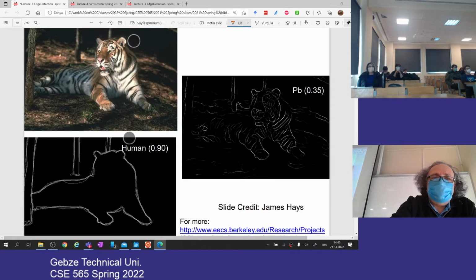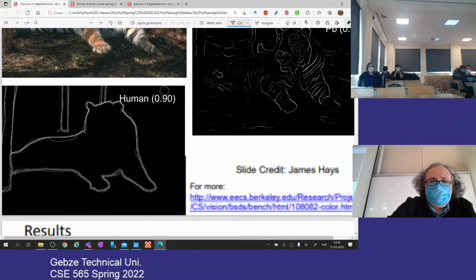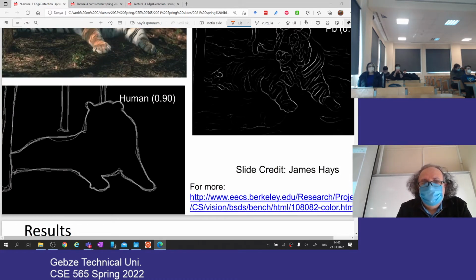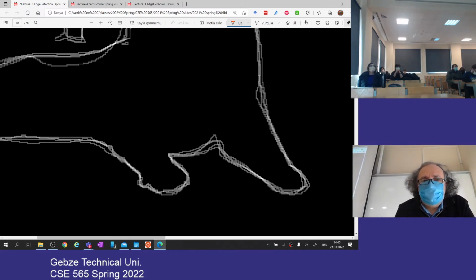This is a picture, obviously, an image from a camera. You ask 4 or 5 people to trace the edges of this image. Okay, they trace it like this. So there is maybe 90% agreement between the persons. You see, they are tracing those edges differently.